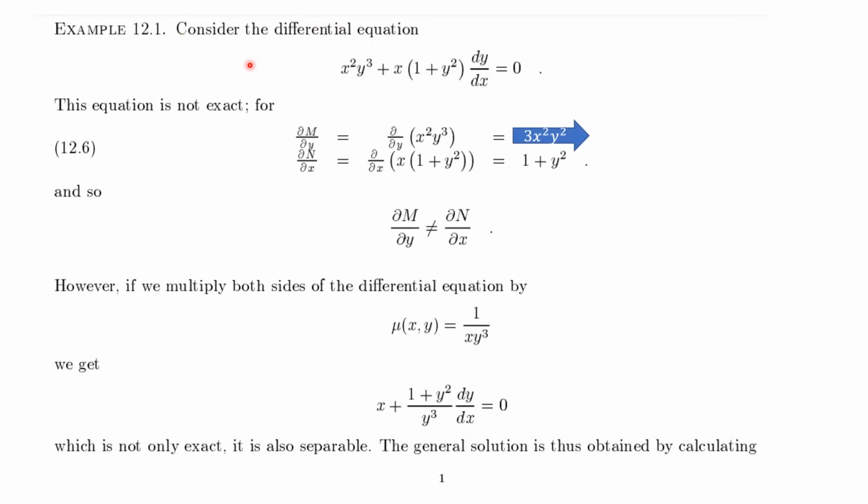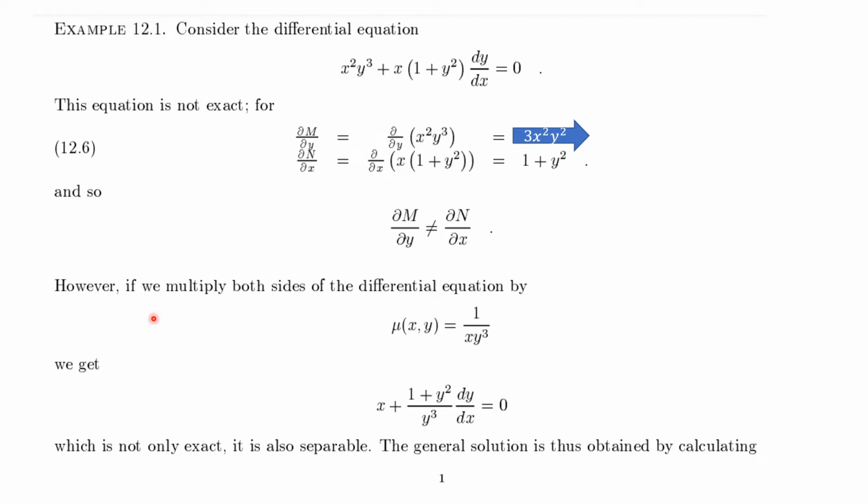So consider this differential equation here that we have. So this is x squared y cubed plus x times the whole of 1 plus y squared times dy/dx is equal to 0. Now, let's check to see if this is exact. So we take the partial with respect to y of this one and get 3x squared y squared. Then we take the partial with respect to x of this one, and we get 1 plus y squared. So this is not exact.